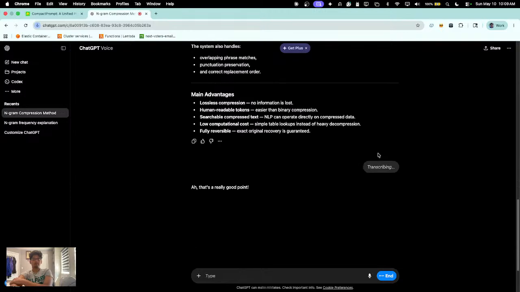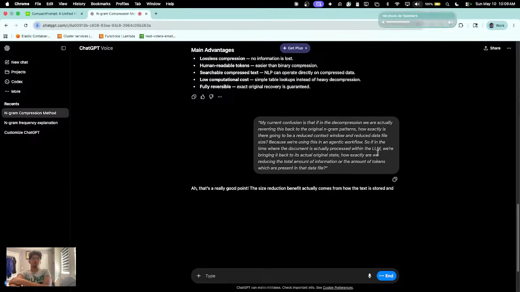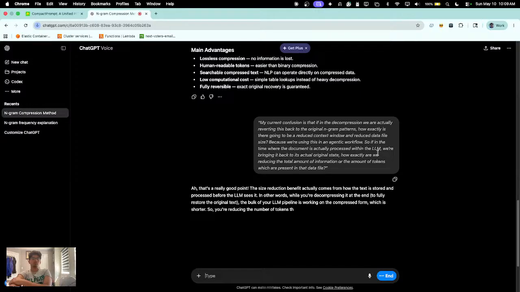That's a really good point. The size reduction benefit actually comes from how the text is stored and processed before the LLM sees it. In other words, while you're decompressing it at the end to fully restore the original text, the bulk of your LLM pipeline is working on the compressed form, which is shorter. So you're reducing the number of tokens that the model needs to process. The context window is reduced because the same patterns are represented by just a single token. So the LLM is still working on a smaller number of tokens, even if you decompress later for final output. Does that make a bit more sense? No.